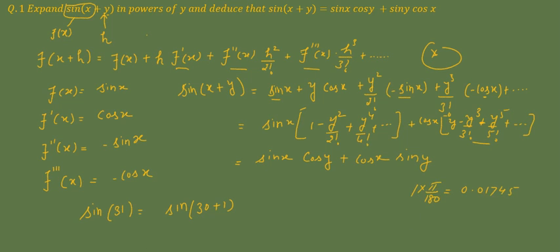this will be 0.01745. Okay, now what you can do, just use this as x and use this as y, and put this value of x and y in this formula, or you can find out in this expansion also.